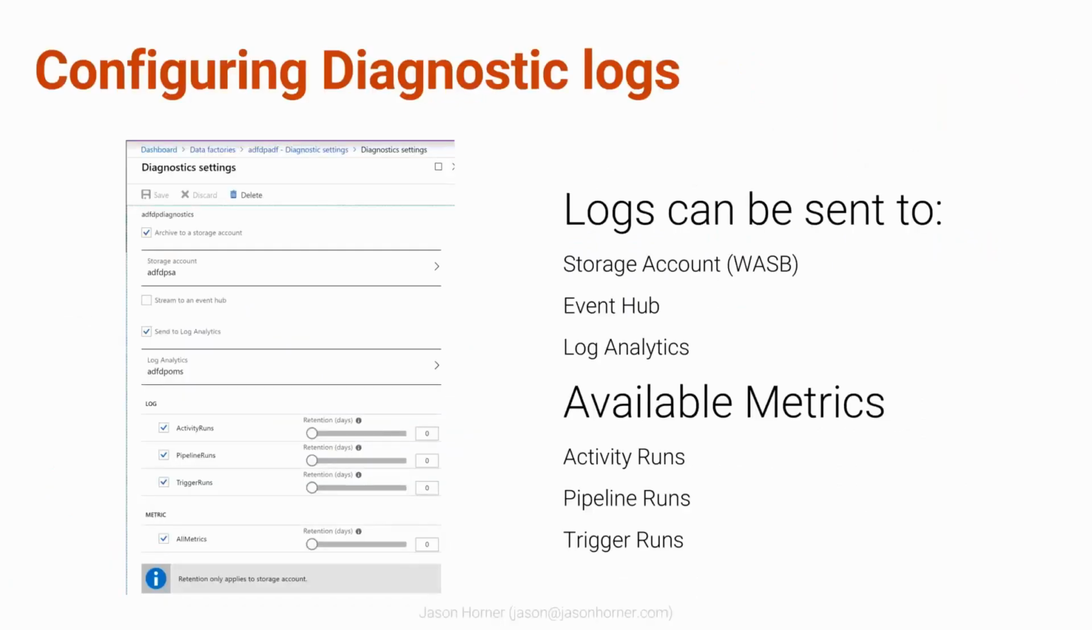You can configure logging. So lots of different things here to do with regards to logging. I can log things to Log Analytics or an Event Hub or a storage account. I can choose the retention. How long do I want those metrics to be there? And then I can do activity runs, which is just logging at an activity level versus a pipeline level versus a trigger level. And then I can store all the metrics.